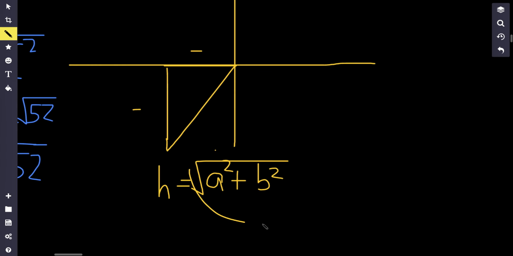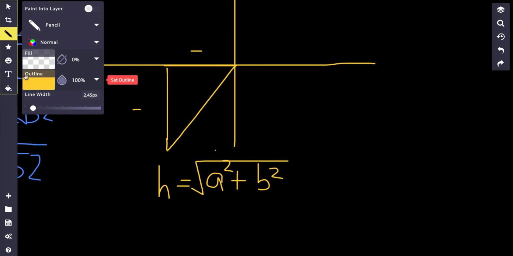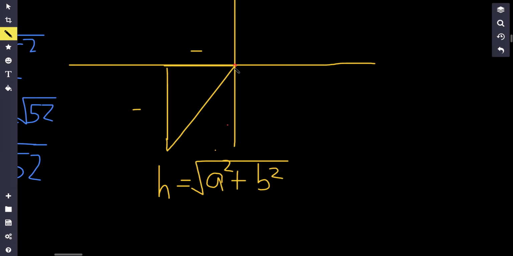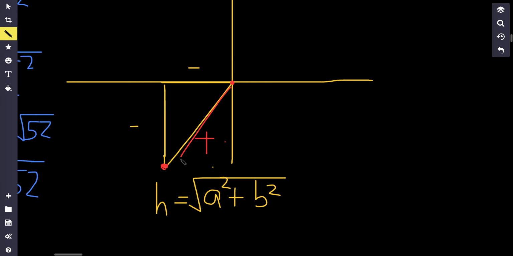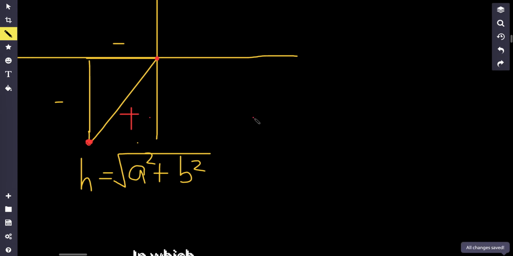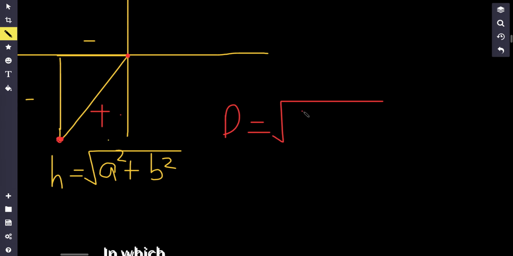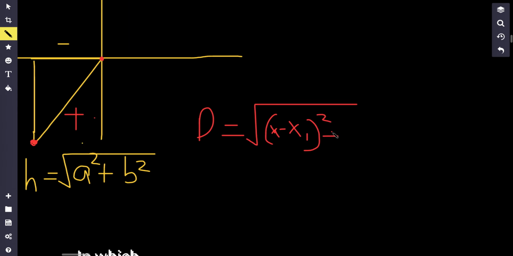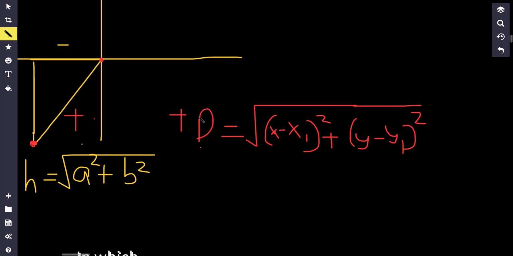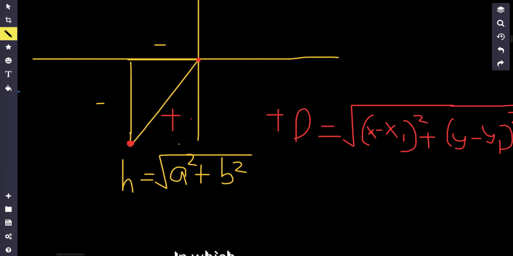And this basically represents a distance. So in this case, the hypotenuse represents the distance from the origin to the endpoint, right? So it represents a distance, and distances can't be negative. So that's the reason why the hypotenuse has to be positive, right? If you look at the distance formula, this is the distance formula, and the distance is always going to be positive. And so is the case for the hypotenuse.